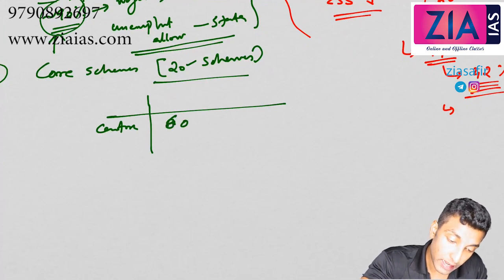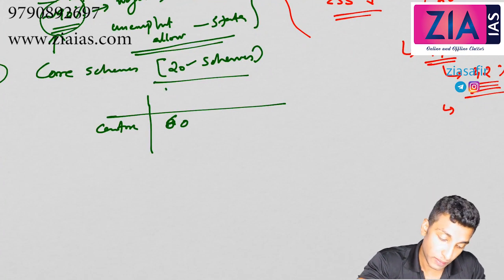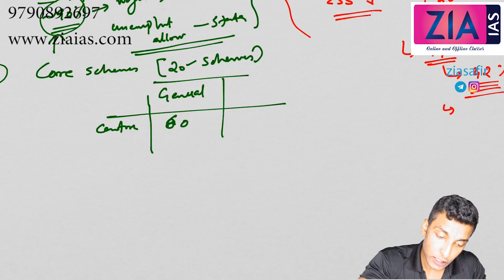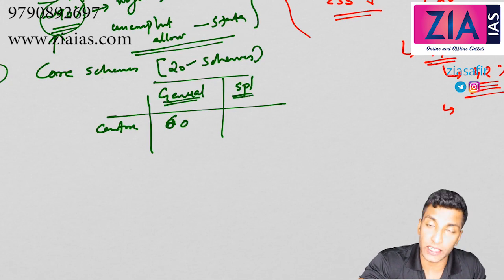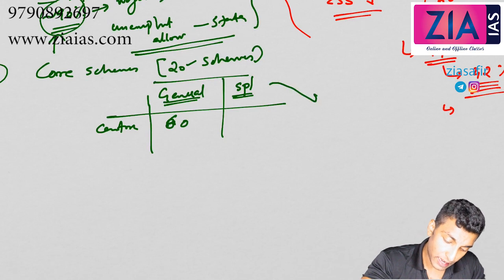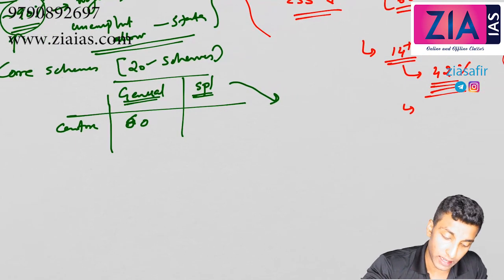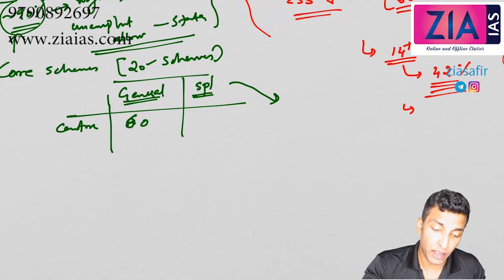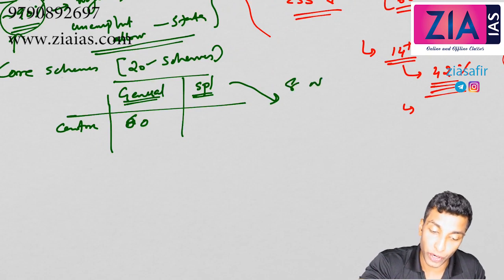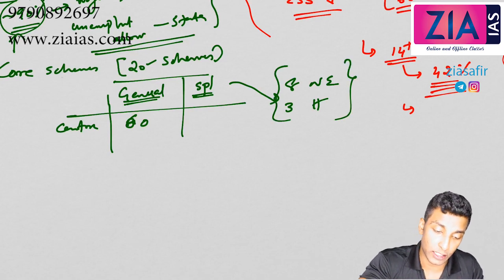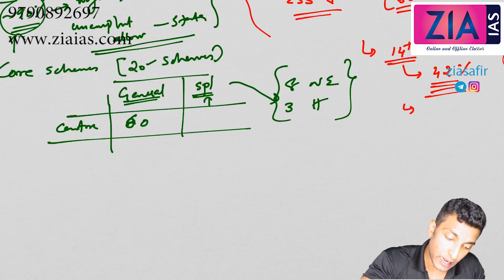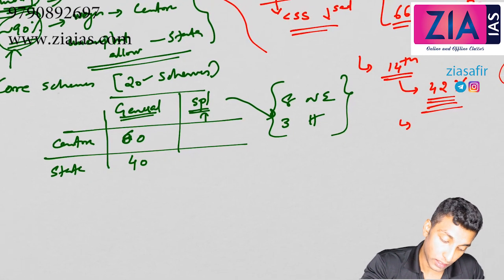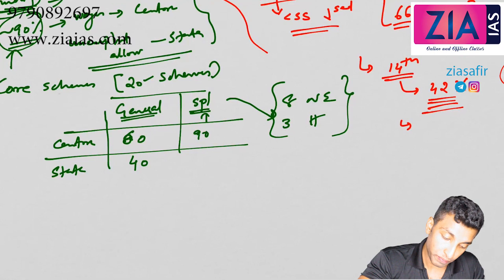this is 60. In case of 2 categories of states, general category and special category. We have discussed what the conditions for special category are, but the government won't use the word special category; rather, 8 northeast states and 3 Himalayan states. Actually these 11 states are having special category status. So in case of general category, the share between center and state is 60-40. In case of the special category, it is 90-10.